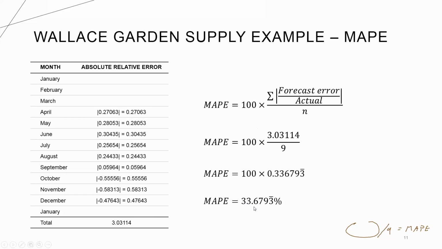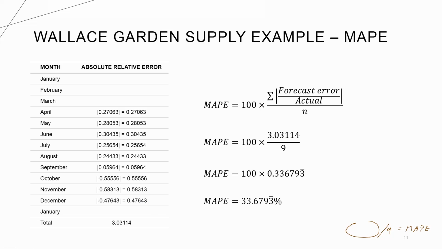So using this forecast method, our estimates are off by about a third in the average month. Sometimes we're off by a lot more, like in November, we were off by almost 60%. Sometimes a lot less. In September, we were only off by like 6%. We had a very good estimate on September. So that's the MAPE.